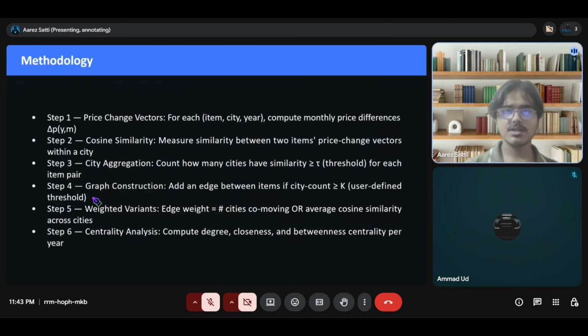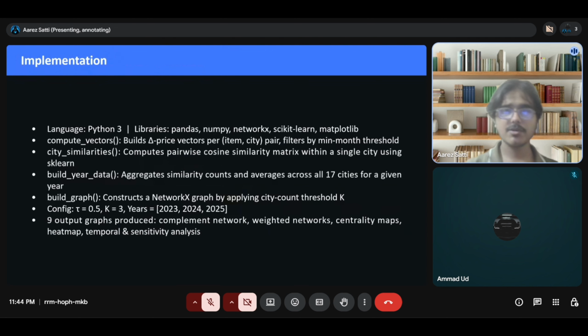The methodology used by us was pretty simple. For example, in the first step, for each item and city combination, we computed a price change vector. In the next step, we computed cosine similarity between these vectors for every pair of items within a city. And in the next step, we aggregated across all the 17 cities. For the graph construction, we used the city counts and the graphs will be explained further on by my partners Ammad and Mudassir. For the implementation, the programming language used by us was Python and I'll be explaining the code later on.